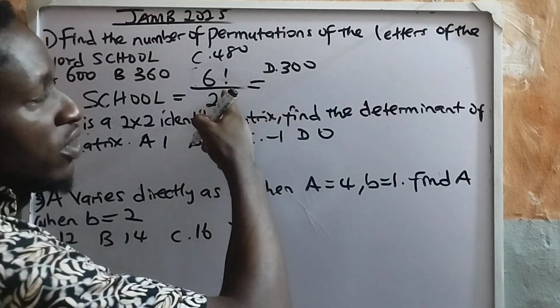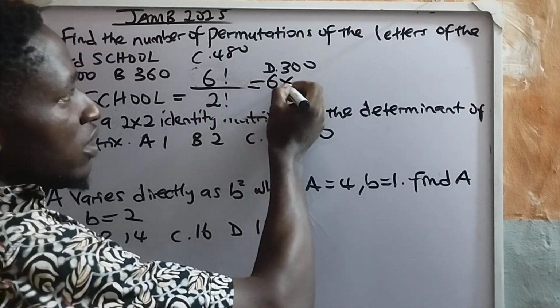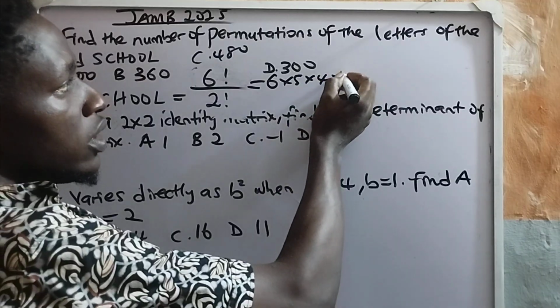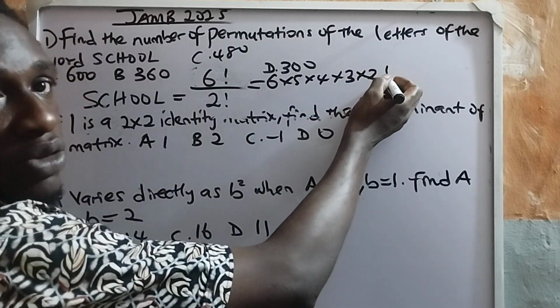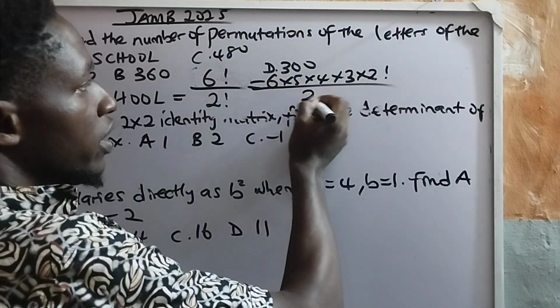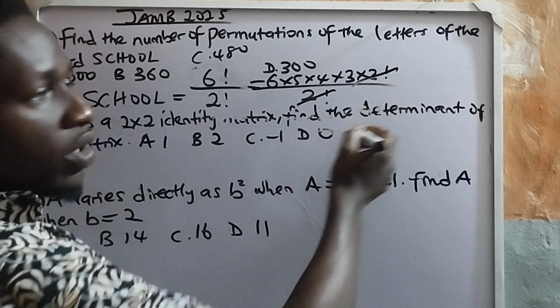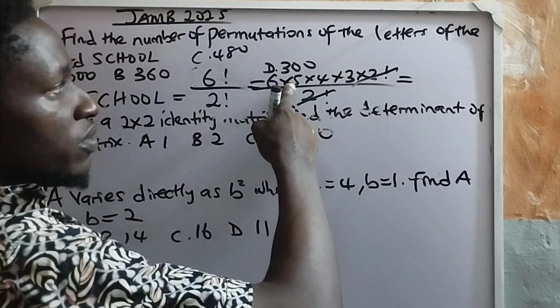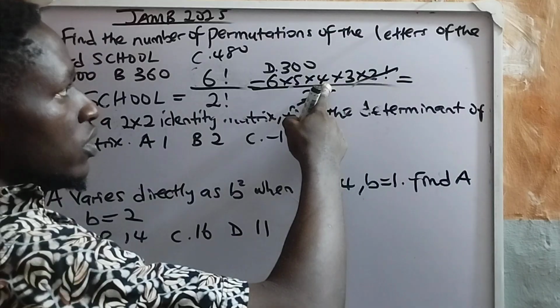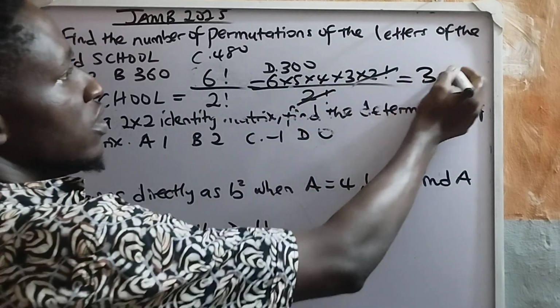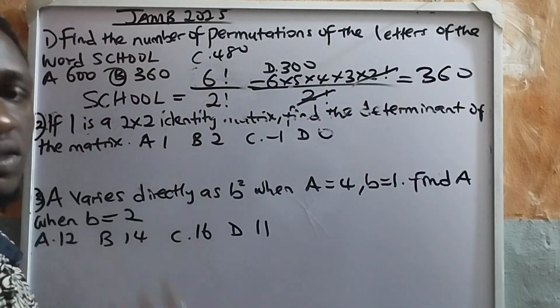So what does 6 factorial mean? It means 6 times 5 times 4 times 3 times 2. I'll stop here at 2 because I have 2 factorial in the denominator, so it will cancel out. So we have 6 times 5 is 30, 30 times 4 is 120, 120 times 3 is 360. So 360 is the answer.